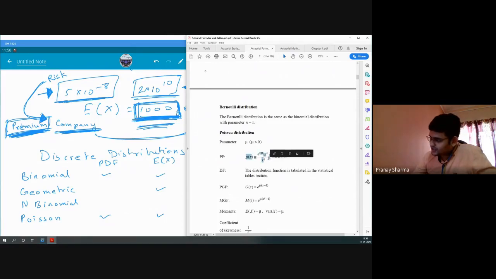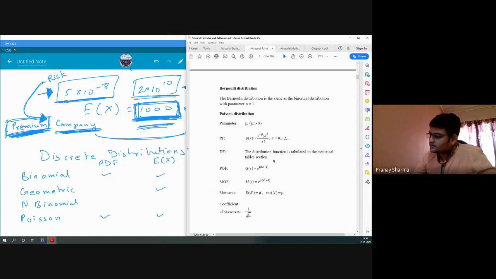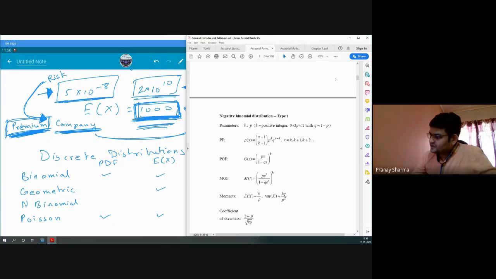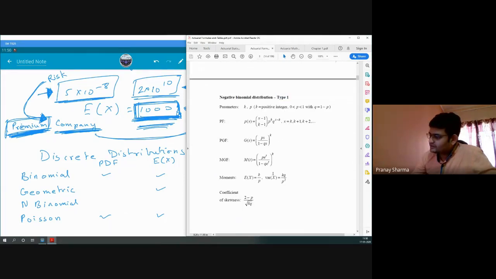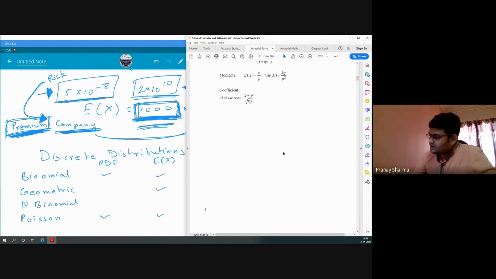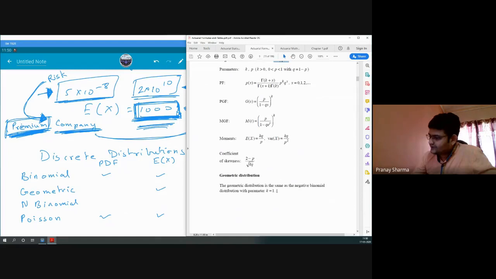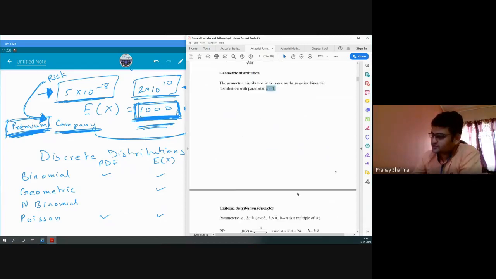You can also write mu, not a big deal. Expected value, variance. And we have negative binomial type 1. We have negative binomial type 2. And we know for geometric, all we have to do is put k equals 1 in negative binomial. So these are the discrete distributions.